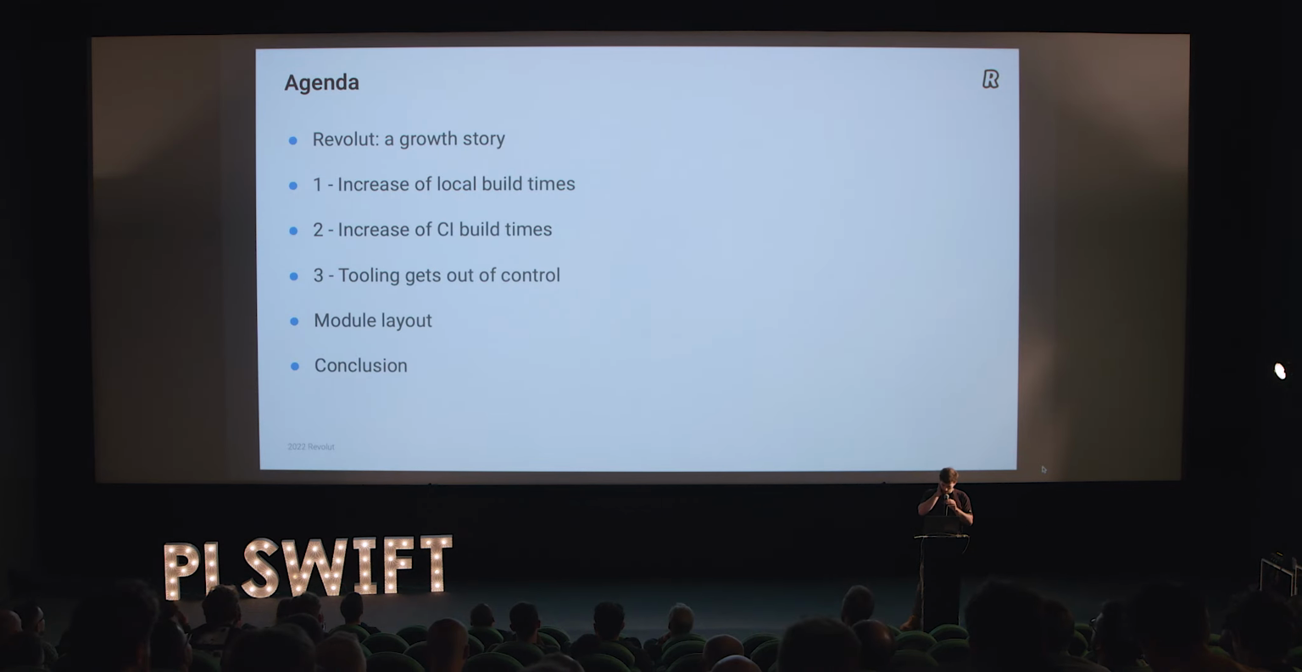A bit of agenda. I will talk about Revolut a bit to put you in context, and then we'll talk about 3 of the main problems I find, which is increase of local build times, increase of CI build times, and when the tooling gets out of control. I'll have a mention about module layout, and finally we'll go over some conclusions.